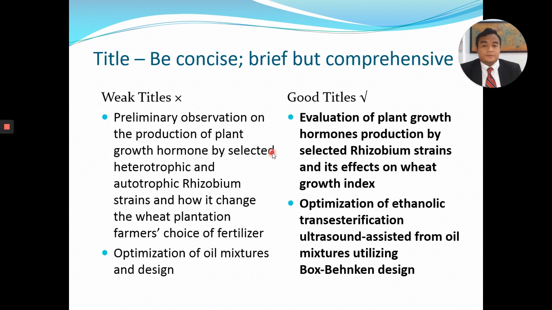So for the title, you have to be concise, brief, but comprehensive. And I'll show you some examples of titles here. For weak titles: Preliminary observation on the production of plant growth hormone by selected heterotrophic and autotrophic rhizobium strains and how it changed the wheat plantation farmer's choice of fertilizer. So I've revised this weak title into a good title: Evaluation of plant growth hormones production by selected rhizobium strains and its effects on wheat growth index.